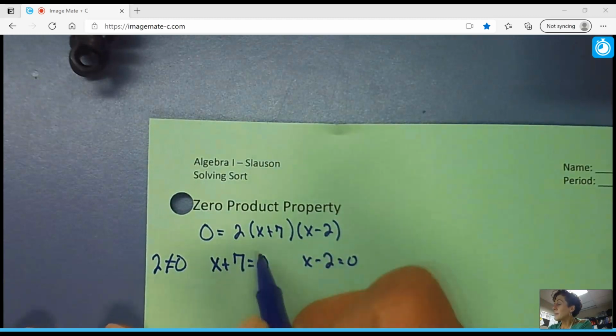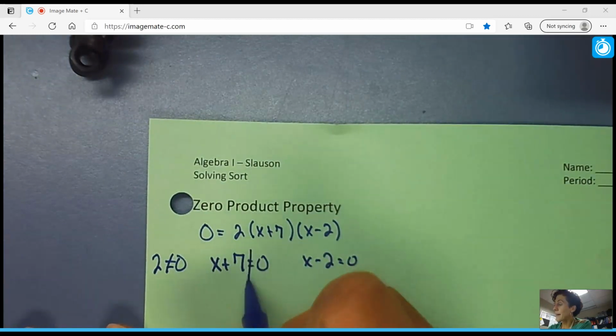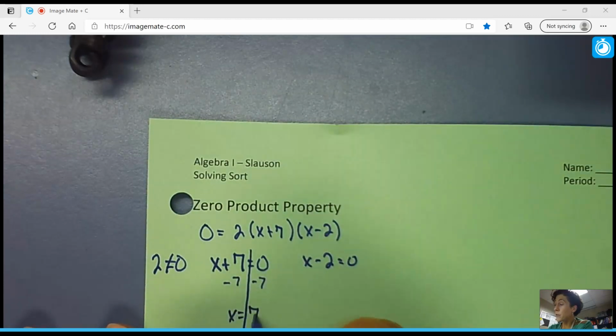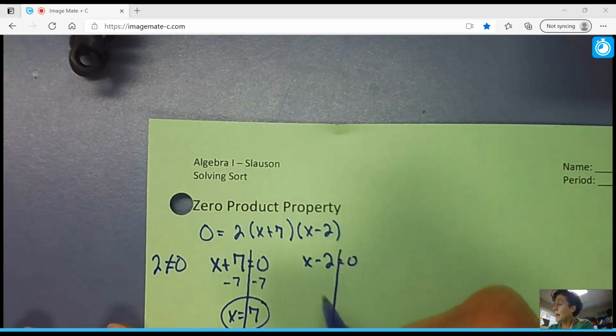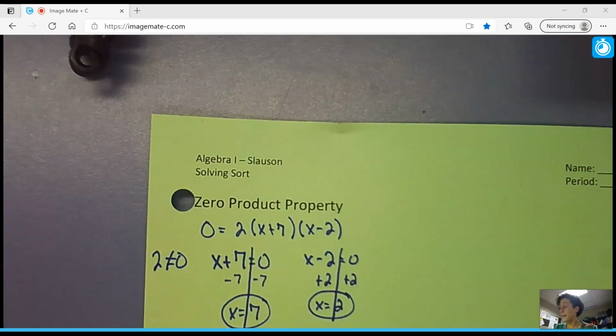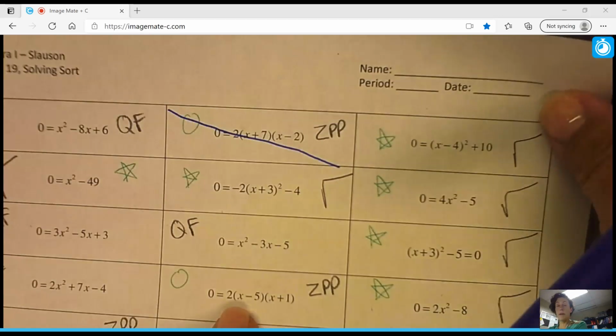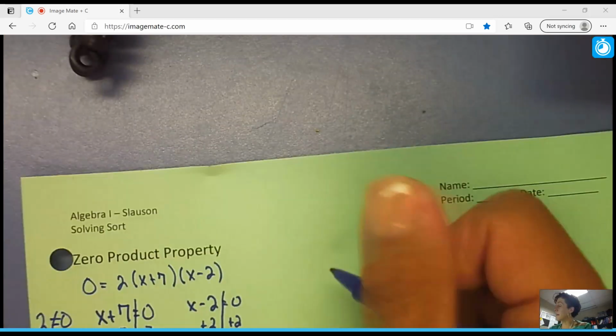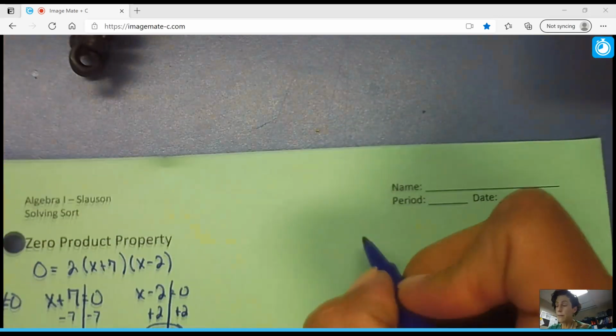So here, to solve for x, I'm just going to simply subtract 7. And so one of my two solutions is -7. And in this problem, I would add 2. And so my second solution is 2. So I'm going to cross these off as I work through them. So down in the middle was this problem. So I'm going to add this into my list. Just space them really far apart.